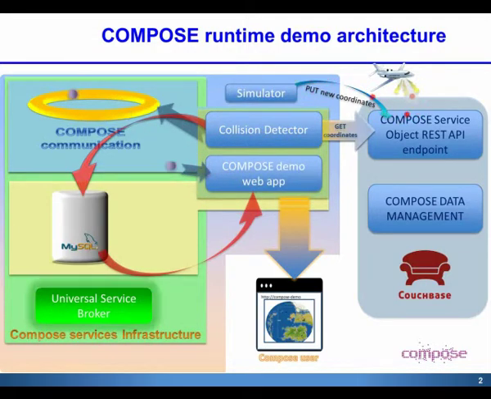Both the collision detector and the Compose demo application are hosted as Cloud Foundry applications and are bound to the same service instances. This provides them with a seamless and fault-tolerant exchange of data. Services are integrated in Compose by a component called the Universal Service Broker, which connects the Cloud Foundry applications with the services they utilize.